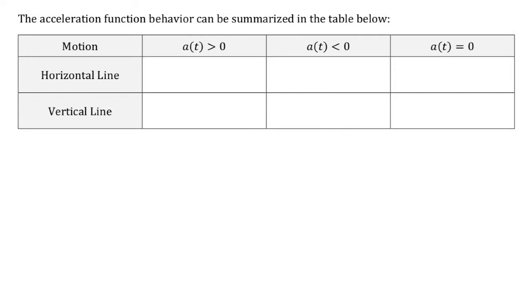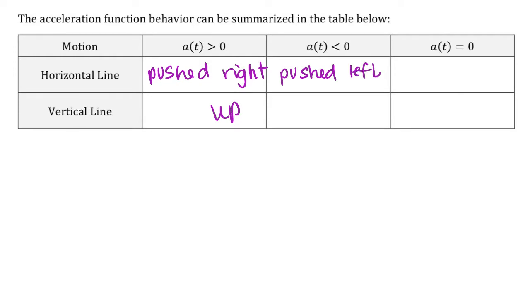Okay, and then finally we talk about acceleration, and acceleration is doing the pushing. So if our acceleration is positive, then our particle is being either pushed to the right or is being pushed up. If acceleration is negative, the particle is being pushed left or it is being pushed downward. And then finally, if acceleration is zero, that means that our velocity is constant. It's not changing.